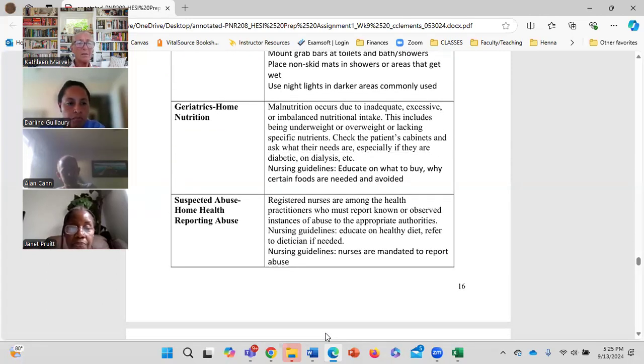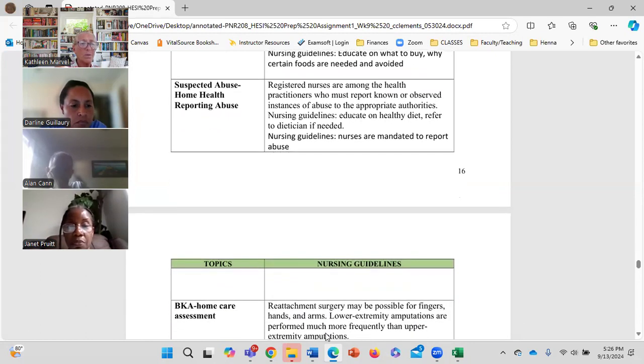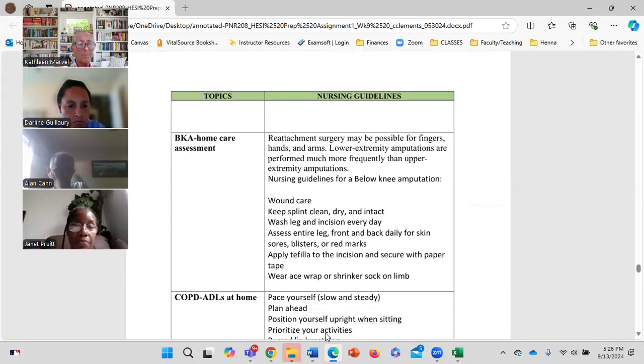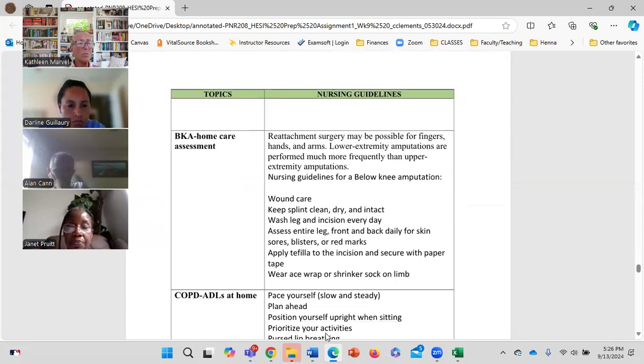Looks like they're going to ask something about elderly home nutrition. Well, what does that look like? You go into the home and you're doing a home nutrition assessment. What kinds of things are you going to look for or ask? Right? Suspected abuse in the home, reporting abuse. Well, we know that we're mandatory reporters, right? Below the knee amputation, home care assessment. What are we going to be looking for?